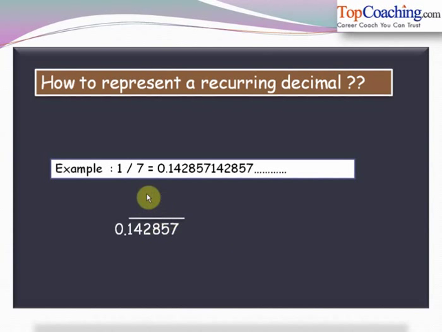So this is the way to represent a non-terminating but a recurring decimal. That is, we place a bar above the number or above the block of digits that keep on repeating themselves after a fixed interval.